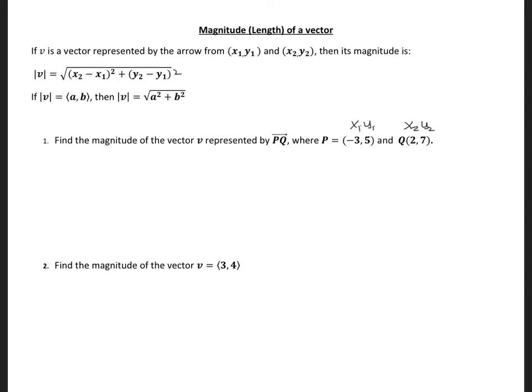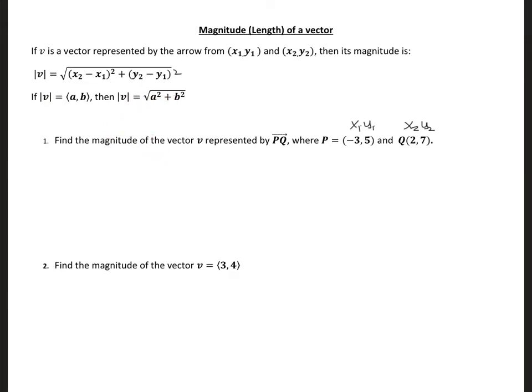In this video, we are looking at how to find the magnitude or the length of a vector. If I'm given an arrow starting from (x subscript 1, y subscript 1), and the terminal point is (x subscript 2, y subscript 2), then this is the formula I'm going to use. This is the distance formula you have encountered before in geometry. And if it's in component form, this is the formula to use.